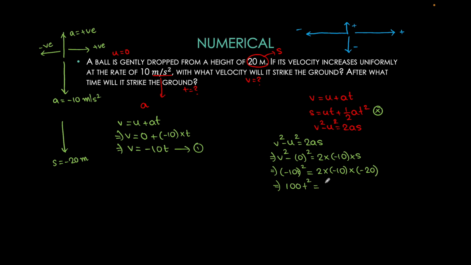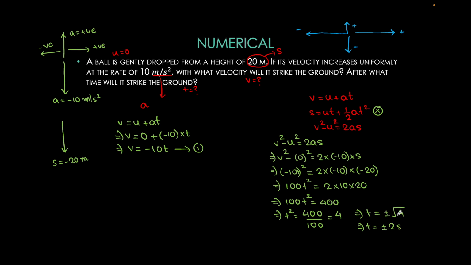So here we have 100 t square, which is equal to 2 into minus is plus, so 2 into 10 into 20 simply, right? So it will be 100 t square is equal to 400. Am I right? Yes. So t square will be equal to what? 400 divided by 100, which is equal to 4. And t will be equal to what? Plus minus root over 4, or t is equal to plus minus 2 seconds.